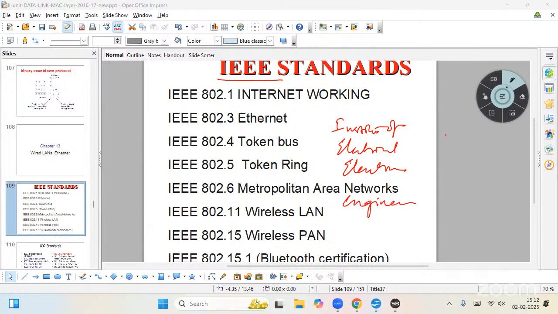So here, in this IEEE, some standards are there. 802.1 can be used for internetworking. 802.3 you can use for Ethernet. 802.4 is used for token bus. 802.5 is used for token ring. 802.6 is for metropolitan area network. 802.11 is for wireless LAN. 802.15 you can use for personal area network. Next one is 802.15.1. What can they use it for? Bluetooth purposes.